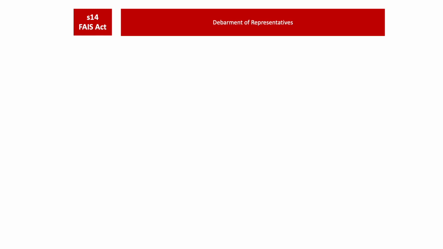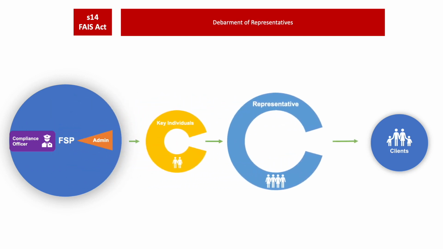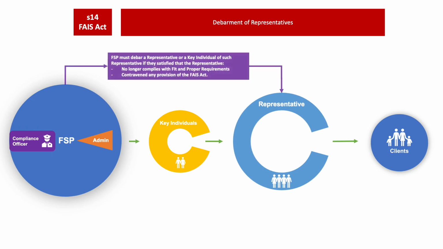Section 14 of the FAIS Act covers the debarment of a representative. Here you can see and take note of the parties making up the FSP and their relationship with the client. The FSP must debar a representative or a key individual of the representative if they are satisfied that the representative: A. no longer complies with fit and proper requirements, or B. contravened any of the provisions of the FAIS Act.